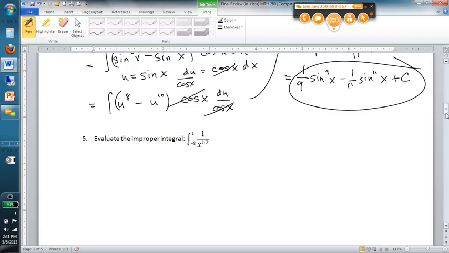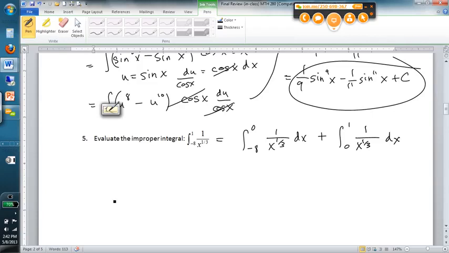It doesn't work for 0. Yeah, I've got a discontinuity in the middle of this thing. So I'm going to have to break it up into those two things. It's at 0. So -8 to 0, 1 over, I probably should write that as x to the -1/3, but I'll do that in a second. And then 0 to 1. So break it up at the discontinuity, because that's what makes this one improper. I can't go -8 to 1 straight shot, so I have to break it up at the discontinuity. All right?